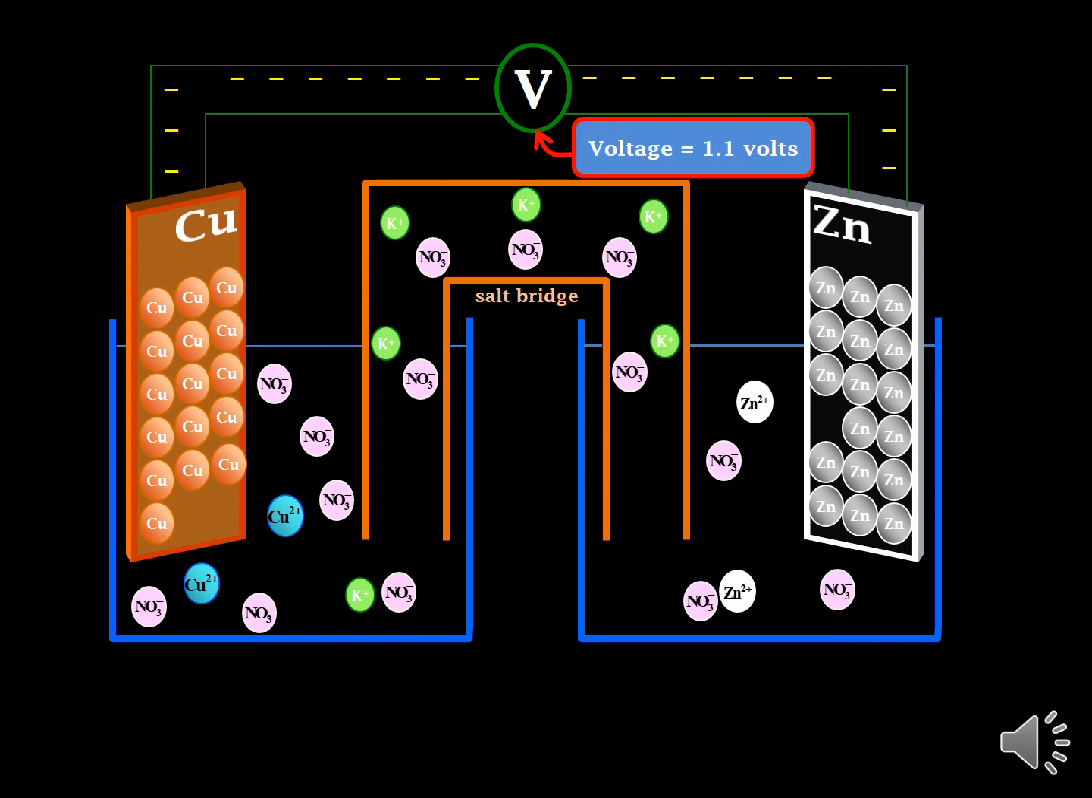As the ions are moving in the inner circuit of the cell and electrons are moving in the outer circuit of the cell, because of the movement of these electrons, some voltage is shown by the voltmeter. And in this case of zinc and copper electrode, the voltage is 1.1 volts.